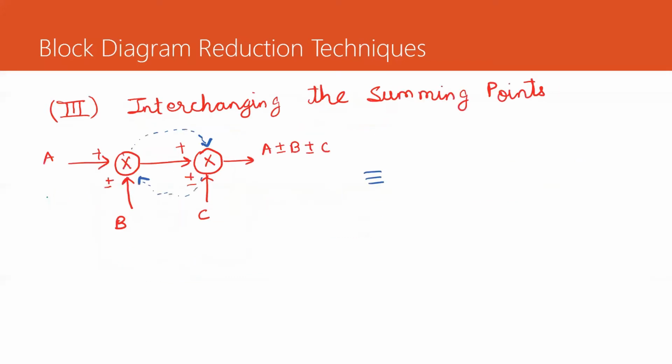Next, suppose I have multiple summing points. As you can see over here, we have this summing point and this summing point. Let us suppose this is summing point S1 and this is summing point S2. In summing point S1 we have two inputs applied. The first one is A and the second one is B. After summing point S1 we have connected one more summing point S2. In between there is nothing present; we have only a gain of one because it is directly connected.